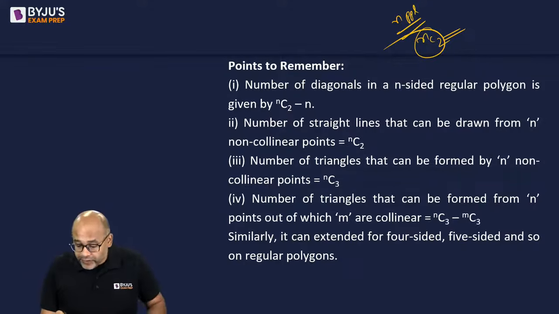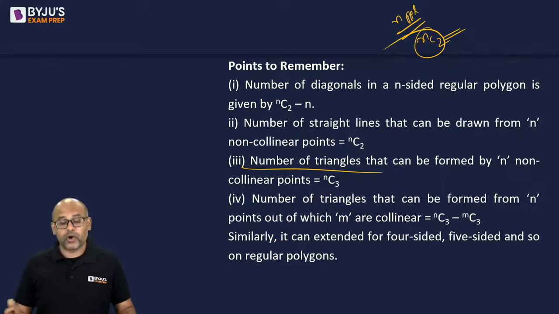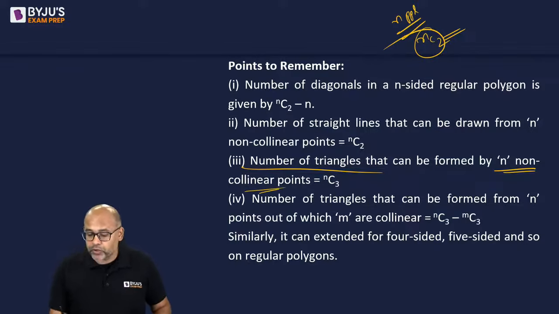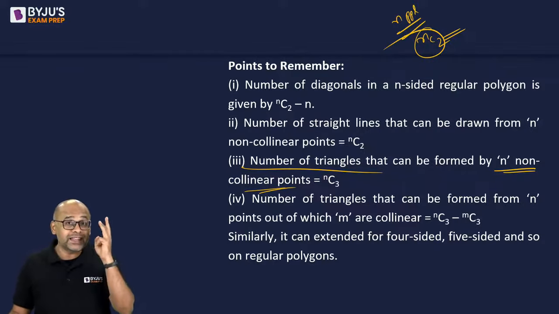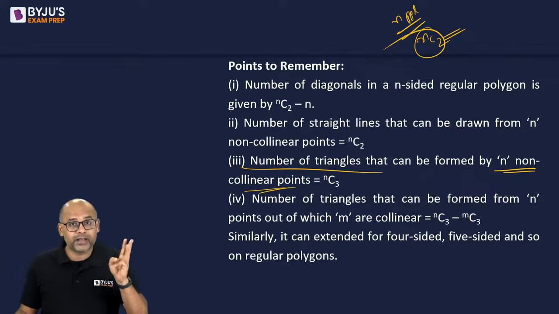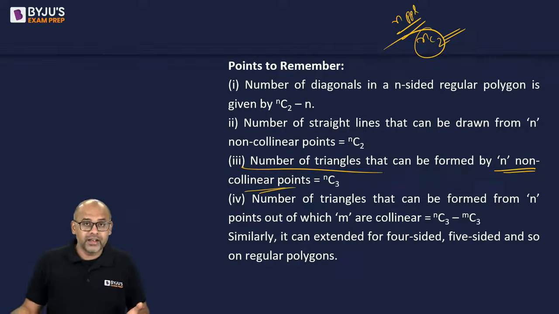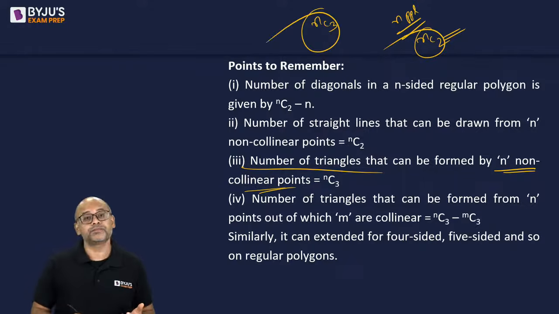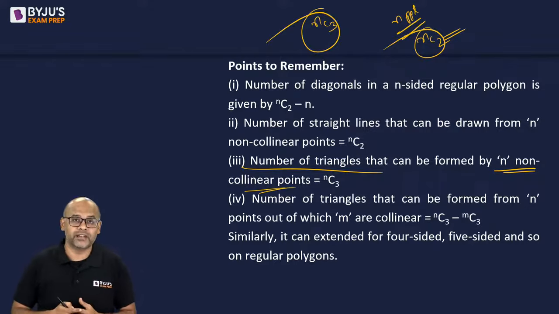Similar logic, the number of triangles that can be formed by non-collinear points. For you to form a triangle, you need 3 points that are non-collinear. If the points are non-collinear, then any 3 you pick will form a triangle. So how many triangles are going to be there? nC3. Very simple. Any 3 points you pick out of the n, you are going to get a triangle.